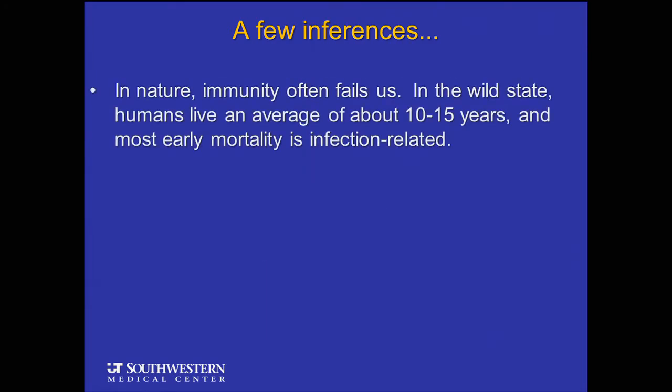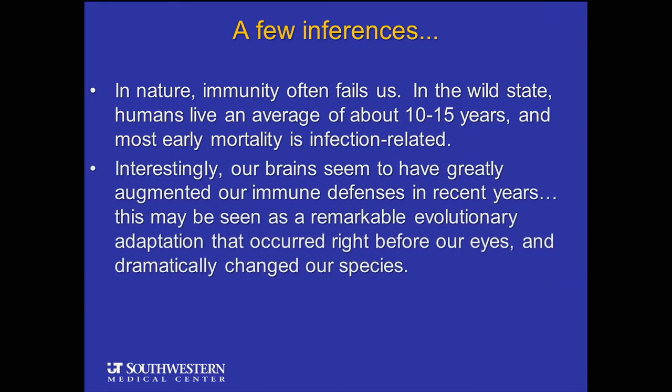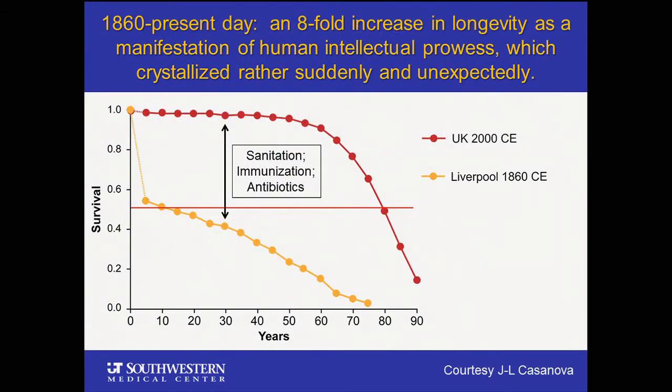It becomes sort of a glass half full, glass half empty argument, but we can see that obviously in the wild state, immunity often fails us. Most humans live an average of about 10 to 15 years, and most mortality is infection-related. The interesting thing is that our brains, more than anything else, seem to have greatly augmented our immune defenses in recent years. And we can think of this as a kind of adaptation of evolution that occurred right before our eyes, within living memory, and it's dramatically changed our species. We haven't changed morphologically, but we've certainly changed in terms of survival.